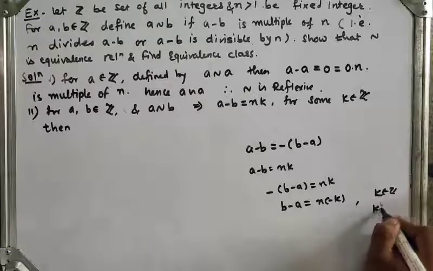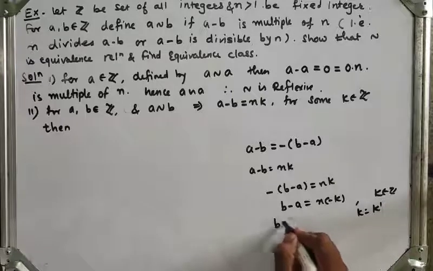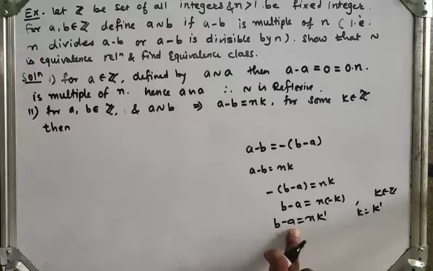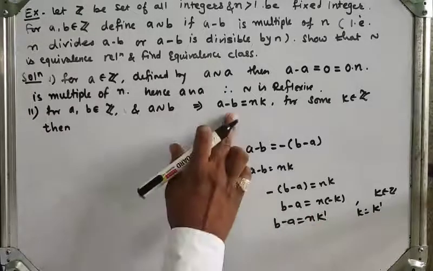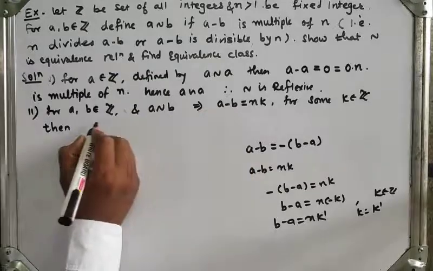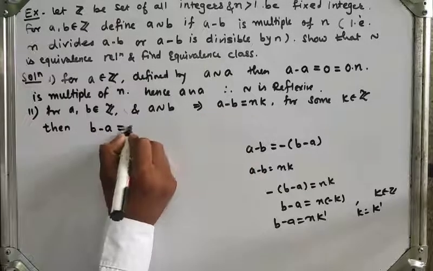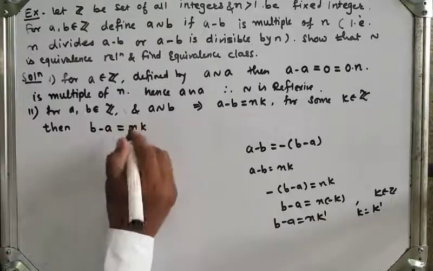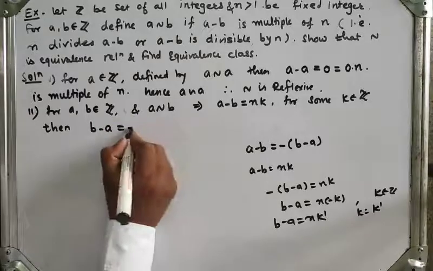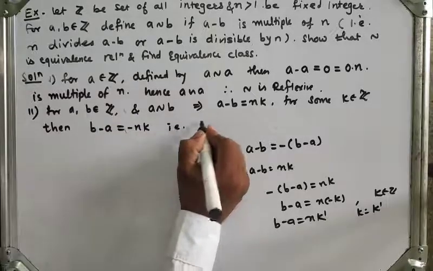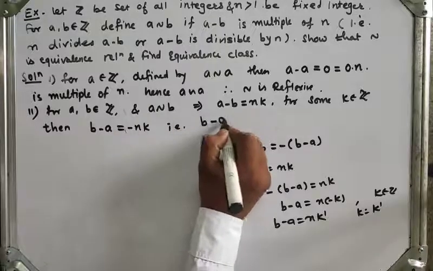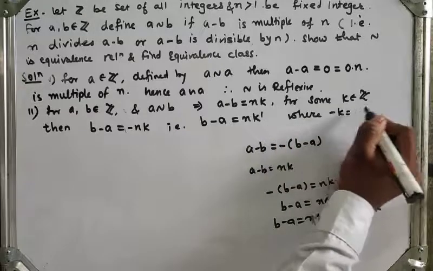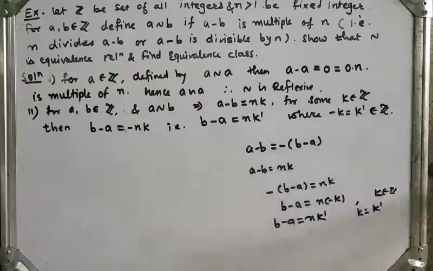I will put it as k dash. Then what will I get? B minus A is equal to n into k dash. So again here, B minus A is a multiple of n, which implies that B minus A is again in the form of n into k or minus n into k. That is, I will write B minus A is equal to n into k dash, where minus k is equal to k dash, which belongs to the set of integers.